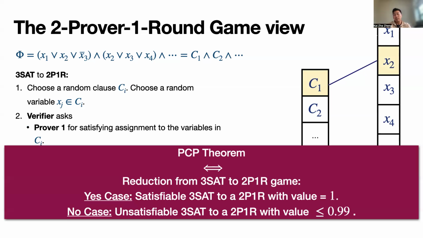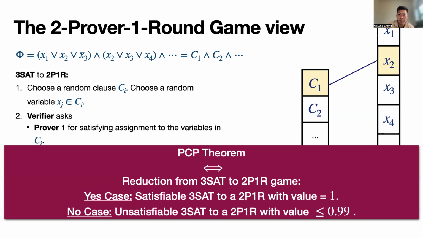It's essentially saying that it gives us a reduction from 3-SAT to a two-prover one-round game, where if the original 3-SAT instance is satisfiable, then the two-prover one-round game that we get has value 1. And here value refers to the maximum probability that the provers can win with. And for an unsatisfiable 3-SAT instance, the PCP theorem is giving a reduction to a two-prover one-round game with value at most 0.99. So the provers can win with probability at most 0.99 in that no case.